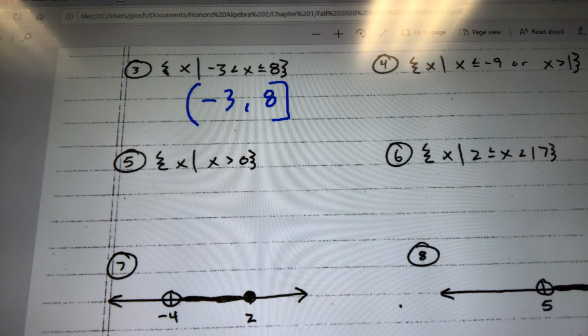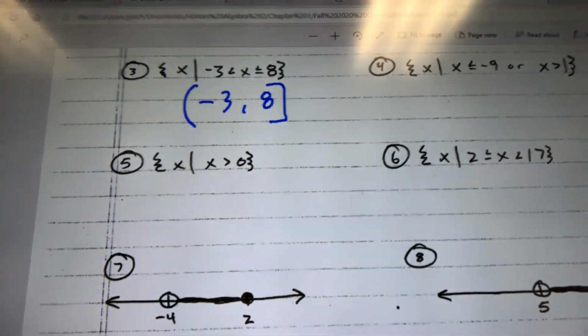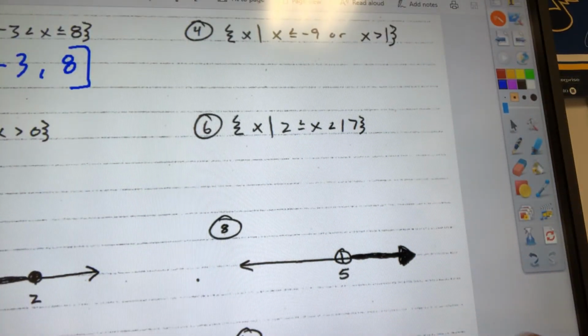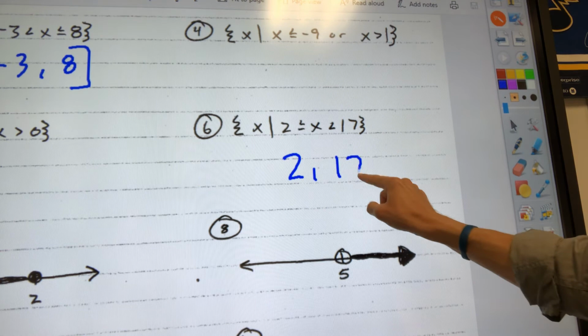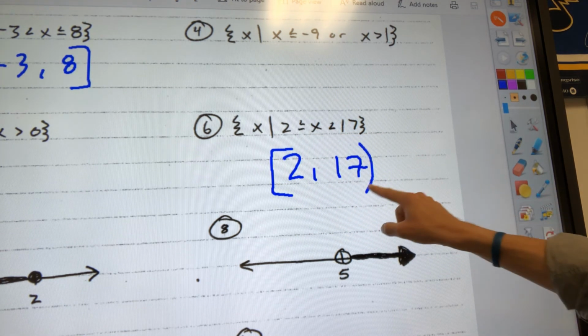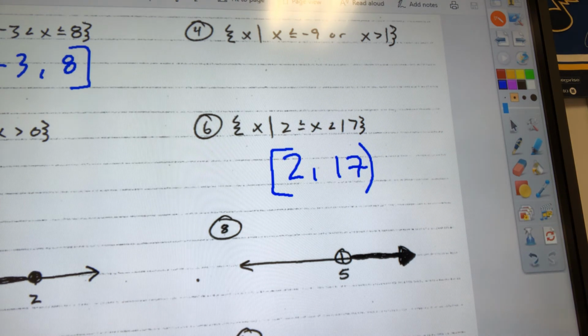We're going to save 4, and we'll save 5. 5 is not that hard, but we can do that one in class. And let's talk about 6. 6 is another in-betweener there. Between 2 and 17, x is not allowed to be 2 or 17, so you put a parenthesis around it. That is interval notation. You're going to use that all the time in calculus.